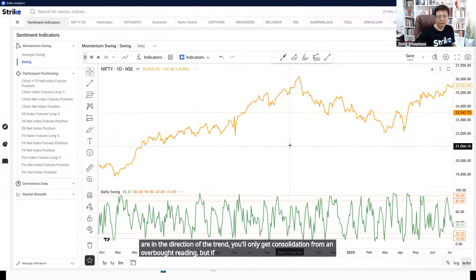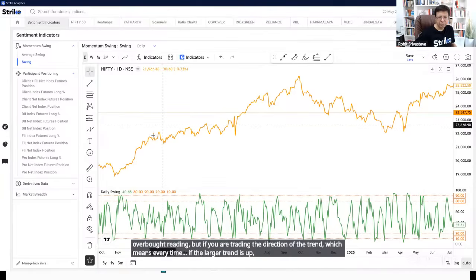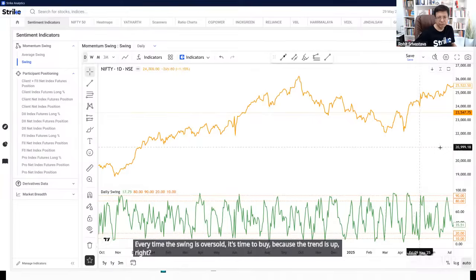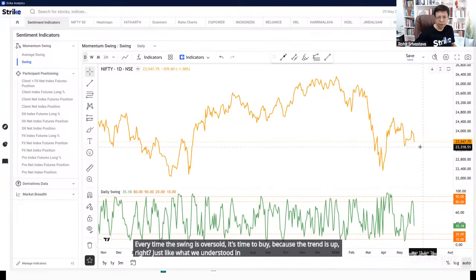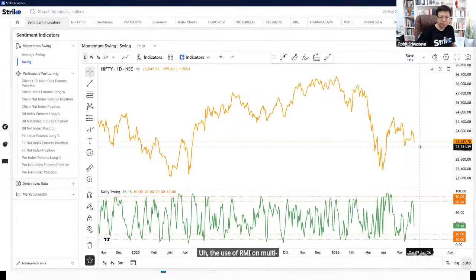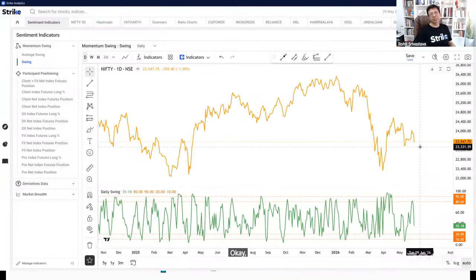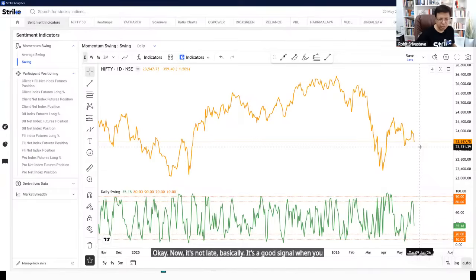But if you are trading the direction of the trend, which means if the larger trend is up, every time the swing is oversold, it's time to buy because the trend is up, right? Just like what we understood in the use of RMI on multi-time frame. If the weekly is bullish, then on the daily you want to buy. The only thing is, if I wait for the daily RMI to give me a buy signal, I'll be 3 days late. Now it's not late. Basically, it's a good signal when you're doing a positional trade.